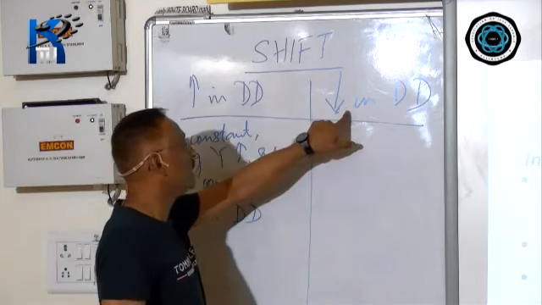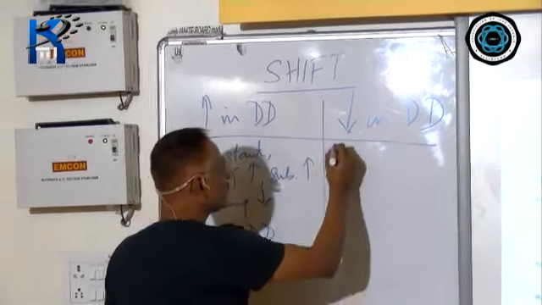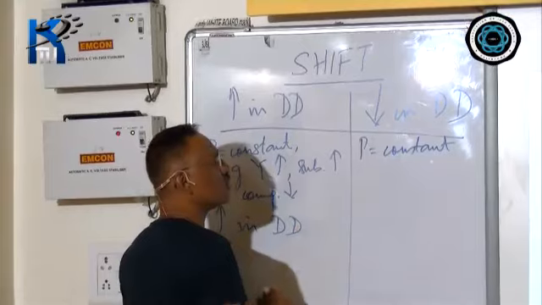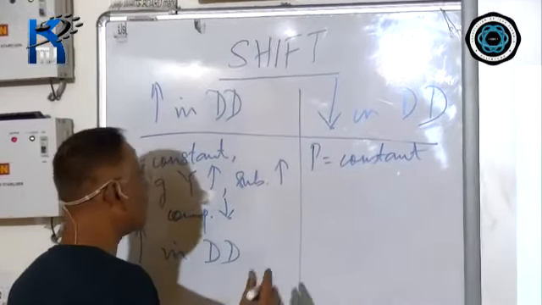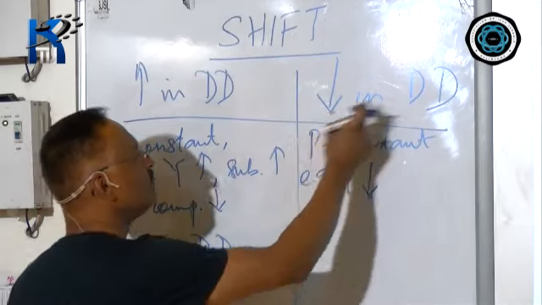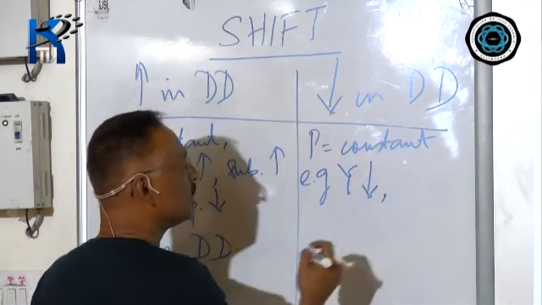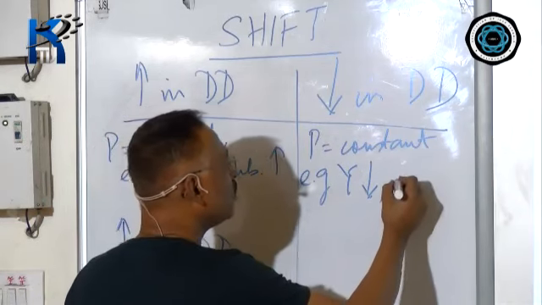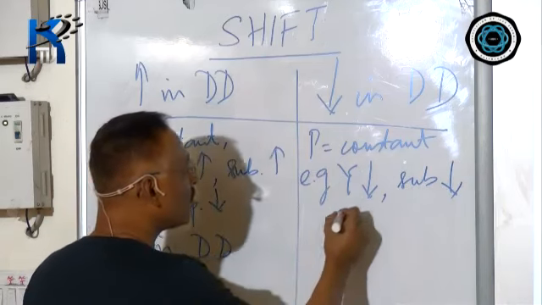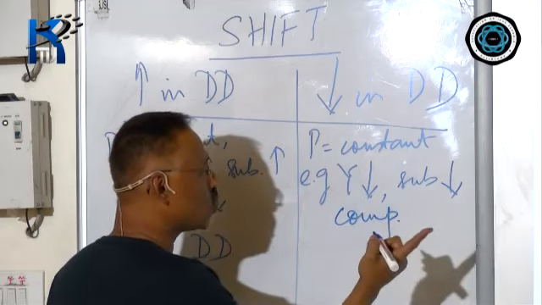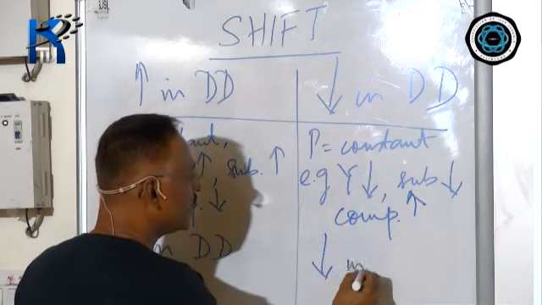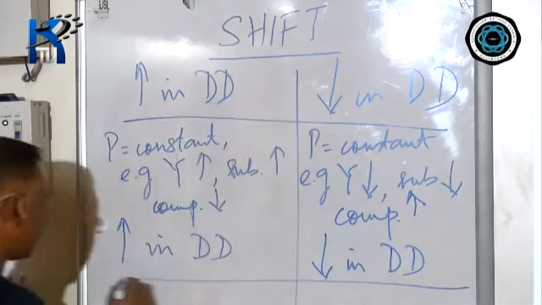Similarly, decrease in demand. Price constant, no change in the price. So how does the demand decrease? Because of other factors which will change. Example, you can take income decreases. When income decreases, demand will decrease. Other examples, the price of substitute good like coffee will decrease. Or if you take another example, price of complementary goods like petrol, price of petrol will increase, leading to decrease in demand. First step.